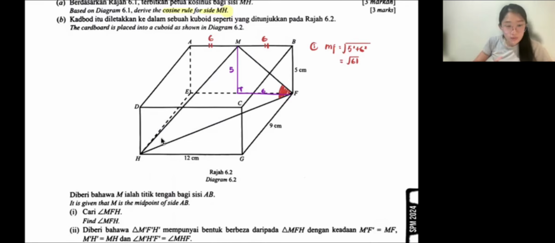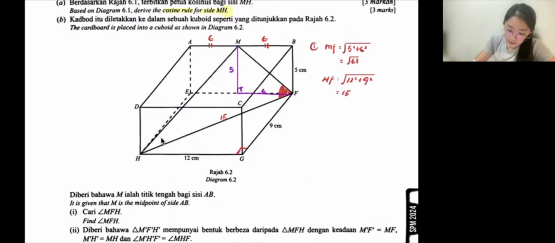Then the second one, to find HF. HF is the line that sticks onto the base. Base plank, you will see this. This is a right angle triangle. So HF is square root 12 square plus 9 square. This gives you 15. This one done. After that, this one, MH.